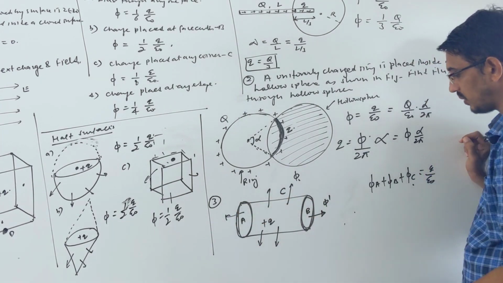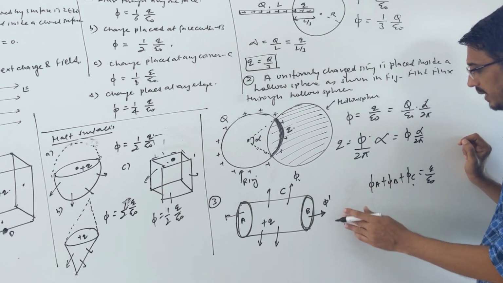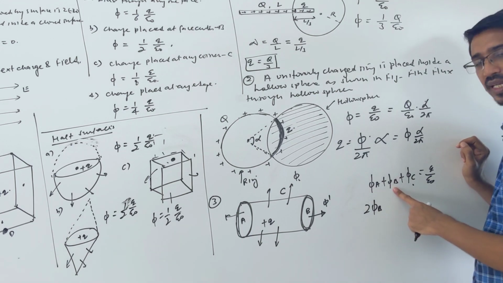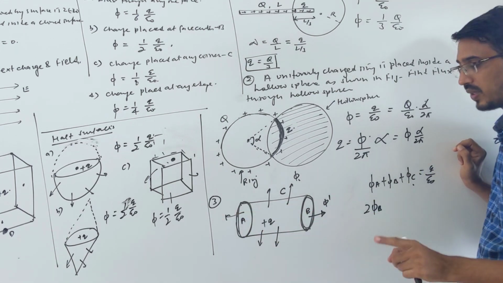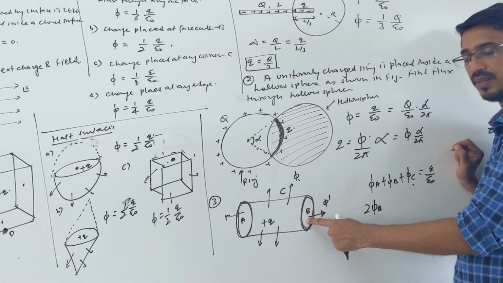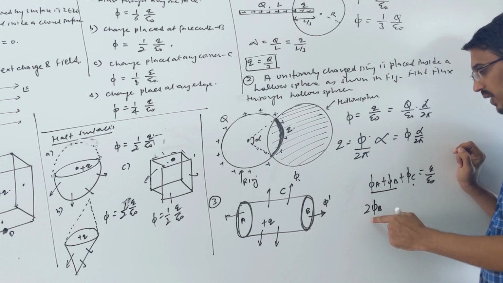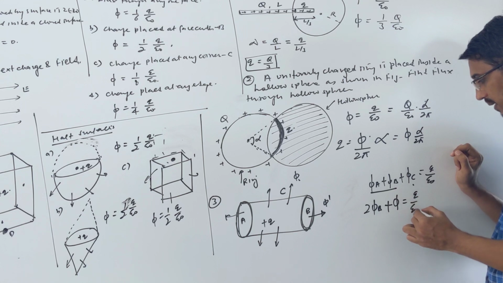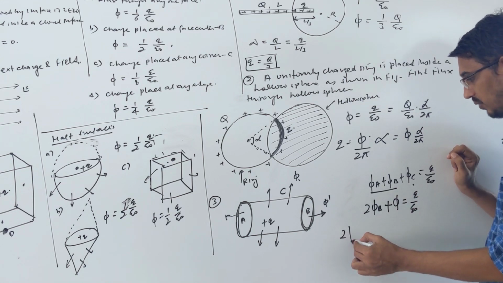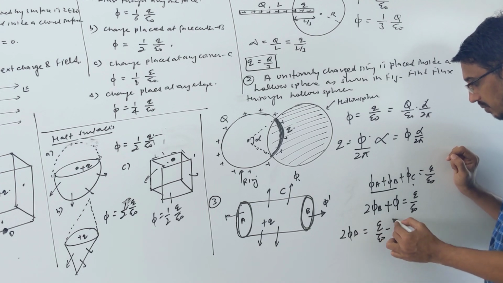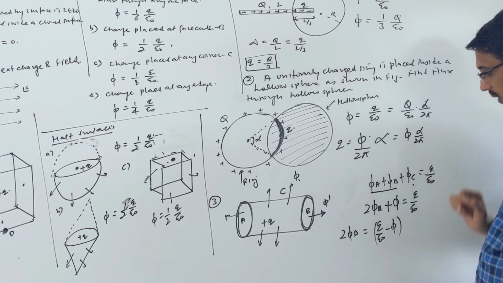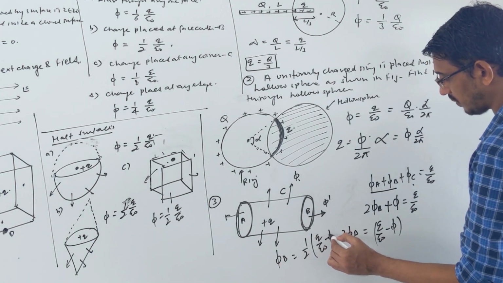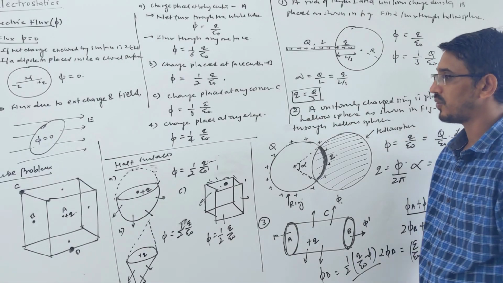Their areas are exactly equal, so the flux coming through A and B will also be equal. So you can write 2 times the flux through surface B. Surface A and surface B are exactly the same, so the flux through them is also the same. They are asking for the flux through surface B. So 2 times flux through B, plus phi for surface C, equals Q upon epsilon naught. So 2 phi B will be equal to Q upon epsilon naught minus phi. So the flux through surface B is 1 by 2 times Q upon epsilon naught minus phi. Very easy equation they are asking us.